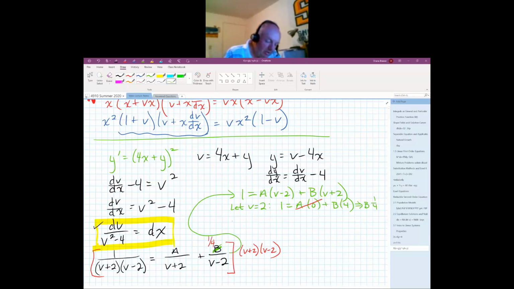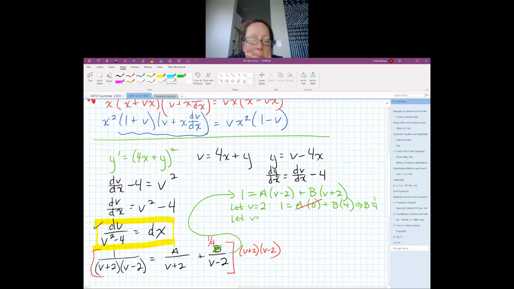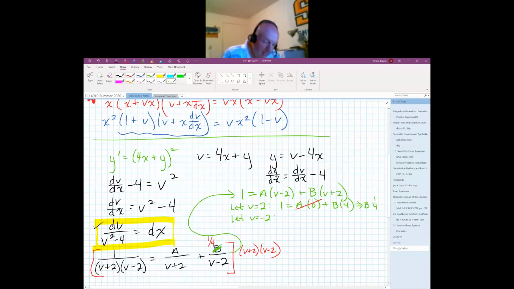What do you want to choose next for v? Negative 2. Right, negative 2. So that's going to give us negative 4A plus B times 0. Did I get that? Yes, negative 4A. So that tells me A equals negative 1/4.